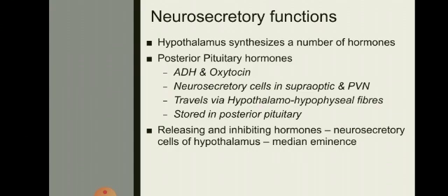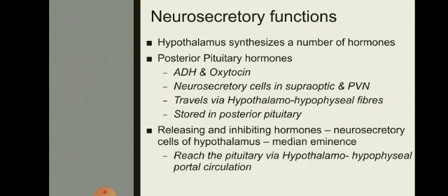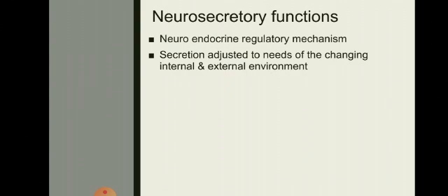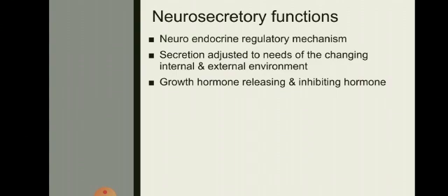Now by releasing and inhibiting hormones, the neurosecretory cells of the hypothalamus, at the median eminence, reach the pituitary via the hypothalamo-hypophyseal portal circulation, and all these get stored in the anterior pituitary. So this is in brief about the neurosecretory functions of the hypothalamus. Now there is a neuroendocrine regulatory mechanism which happens in the body. The secretion is adjusted to the needs of the changing external and also internal environment.